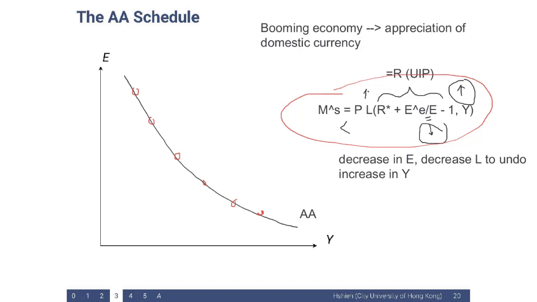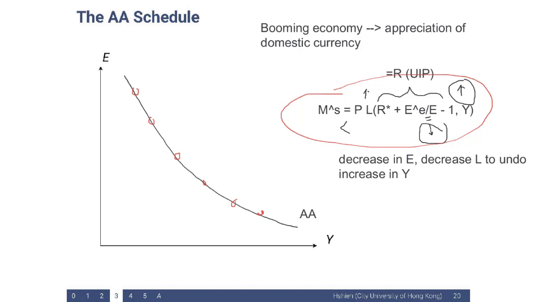So let me summarize the AA schedule again. The AA schedule is a representation of all market clearing scenarios for different values of E and Y. That's why it's called a schedule. That means every point on this graph represents market clearing scenarios for the money market as well as the financial markets or the FX market.